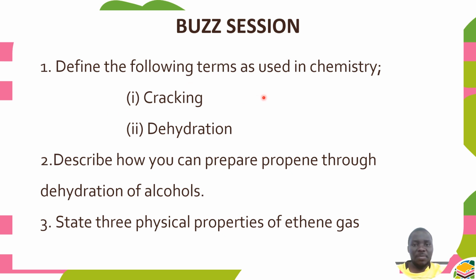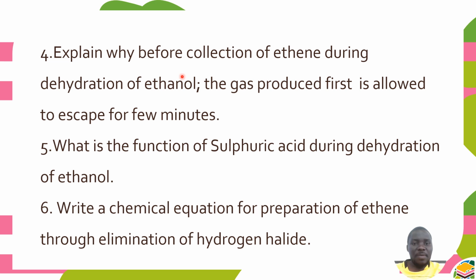Define the following terms as used in chemistry: cracking as well as dehydration. Describe how you can prepare propene through dehydration of alkanols. State three physical properties of ethene gas. Then explain why, before collecting ethene during dehydration of ethanol, the gas produced first is allowed to escape for a few minutes. What is the function of sulfuric acid during dehydration of ethanol? Write the chemical equation for the preparation of ethene through elimination of hydrogen halide.